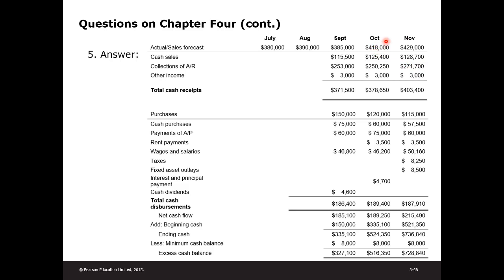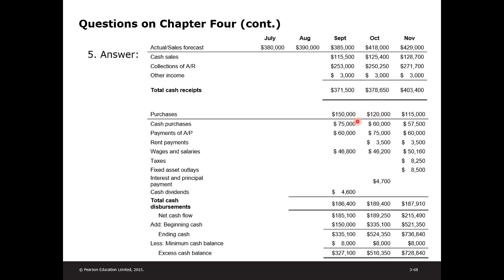$418,000. So next, we will calculate the other income. It is actually a given number. We won't calculate it, but we will add it in September, October, and November, respectively. Then we will add all the cash receipts we have, which is $115,500 and $253,000 and $3,000. And this will give us $371,500, which is the total cash receipts for September, and so on for October and November.